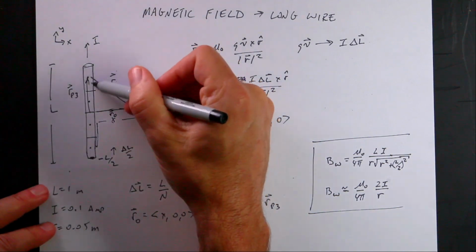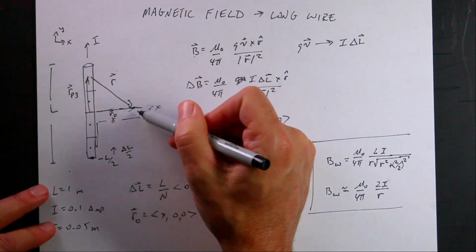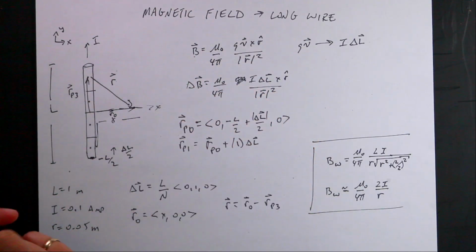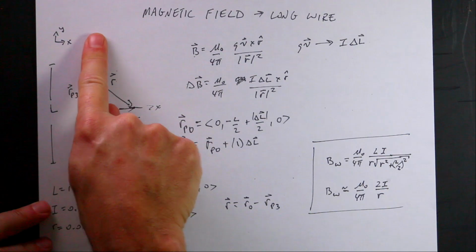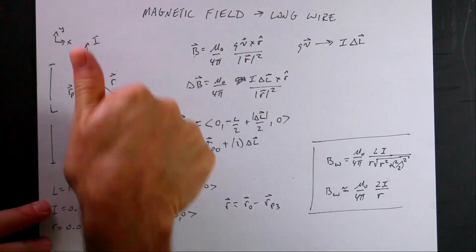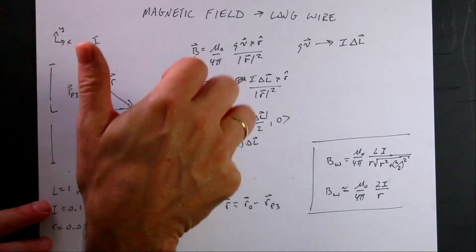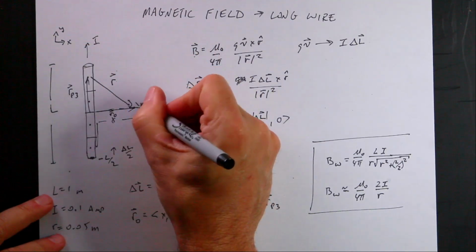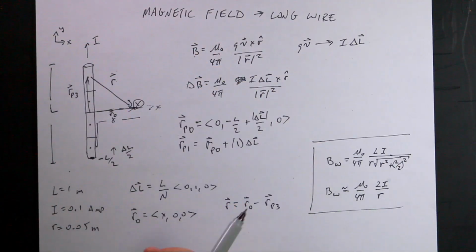Now, I am going to display this at first. I'm going to draw the arrow. Let's just check right here which way this should be. If my current's in the Y direction, then if I put my thumb of my right hand in that direction, my fingers curl in the direction of the magnetic field. So you can see it should be in the negative Z direction, which is into the paper.